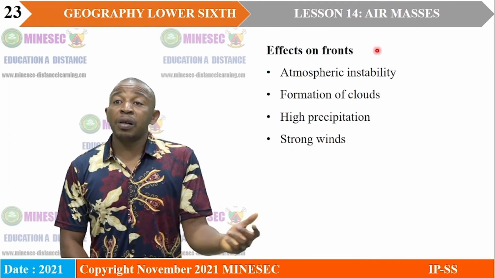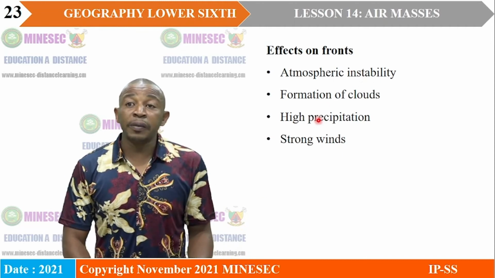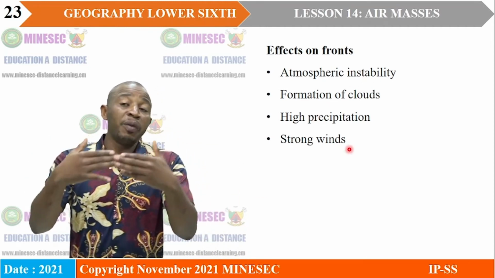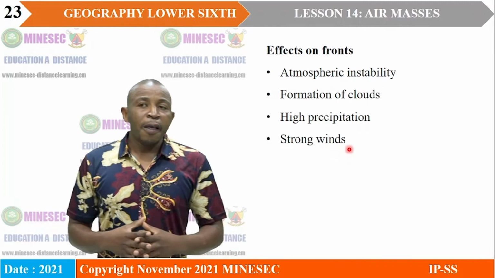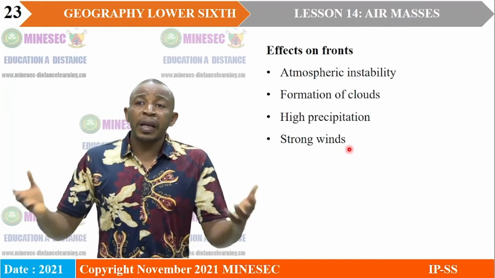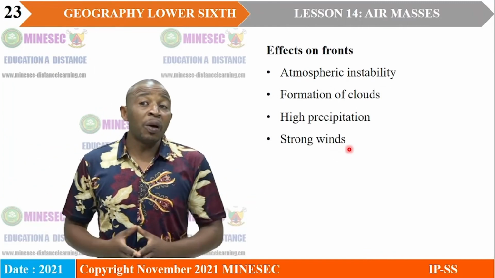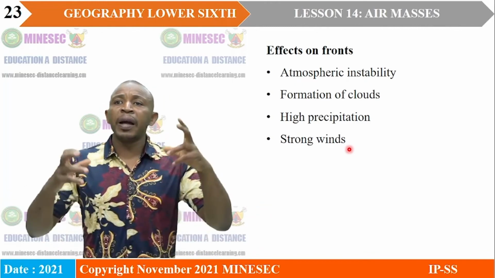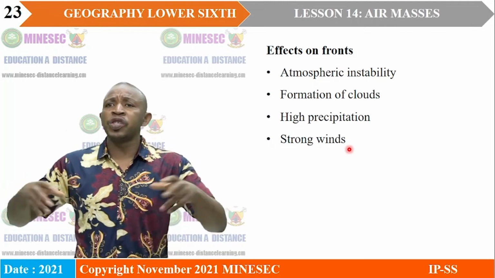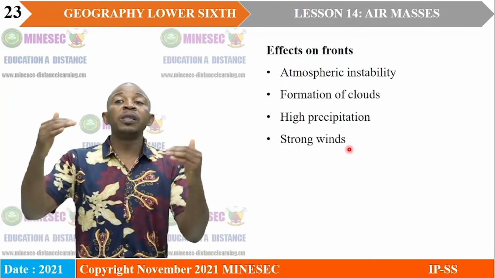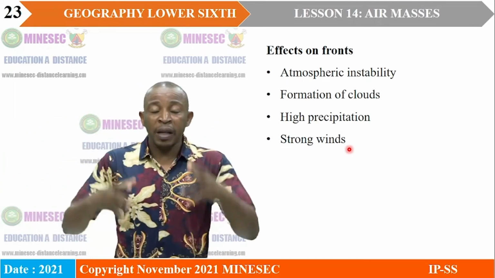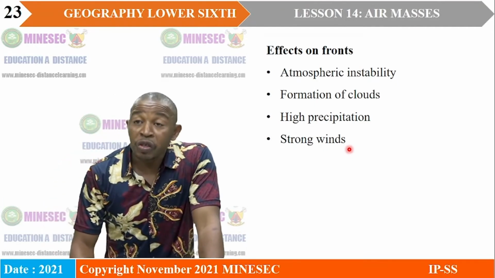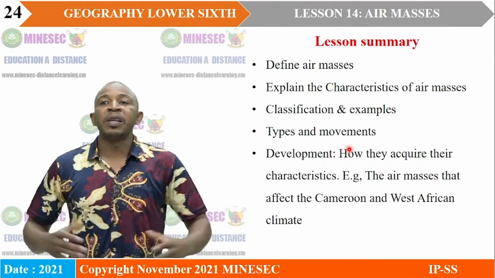Now, the effects on fronts, we have already explained that. When the two air masses are meeting, these are fronts. So we have atmospheric instability, formation of clouds, high precipitation, strong winds. So sometimes when we are experiencing strong winds, high precipitation accompanied by thunder, this is where these winds are meeting at the front. So that is what usually brings atmospheric instability.